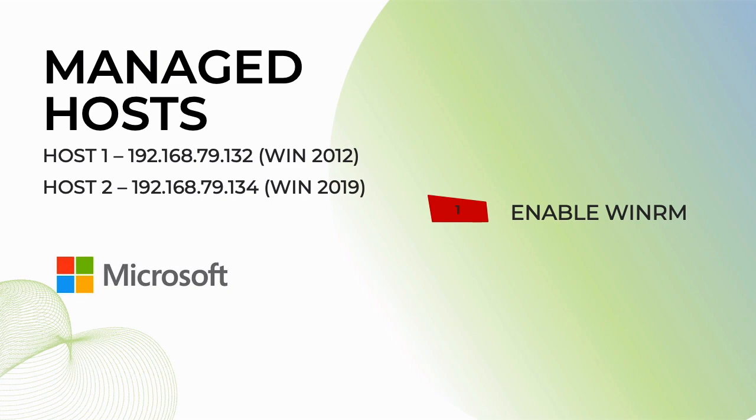Now that we have done all the three tasks in our control node, it's time to move on to the managed host on our Windows machines, where we'll try to enable WinRM. So first I'll go to my Windows Server 2012 machine and enable the WinRM protocol there.